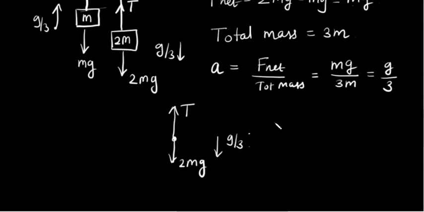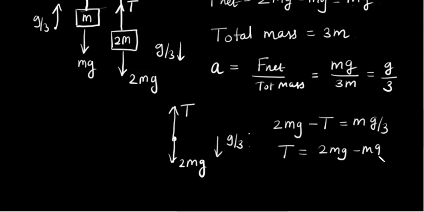So according to Newton's law, the total force is ma. So 2mg minus T is equal to 2m into g by 3. Because 2mg is greater than T, so 2mg minus T will become 2mg by 3. So this tension T will be equal to 2mg minus 2mg by 3. So this will become 4mg by 3. So this is the tension acting on the blocks. Here the same tension will act on the mass m.